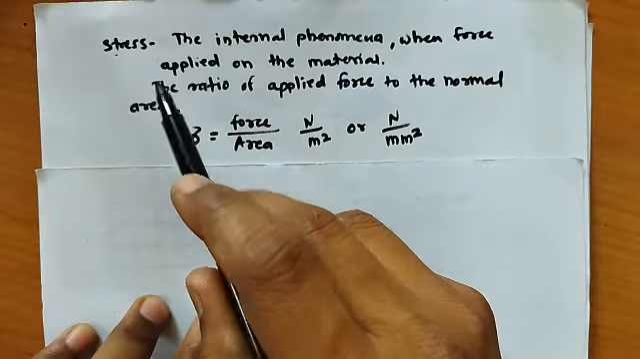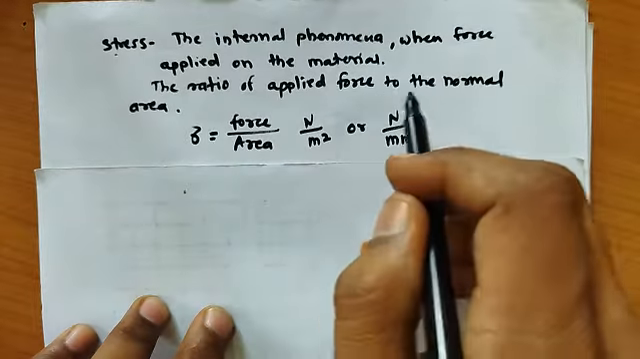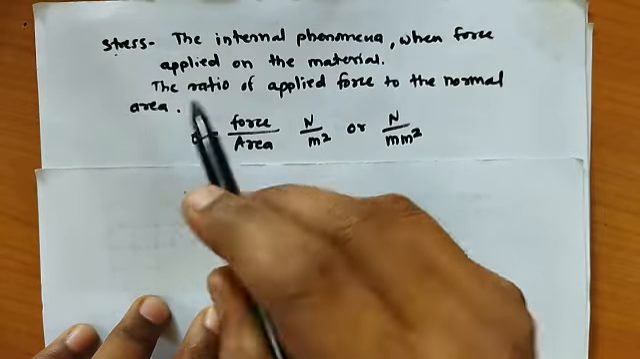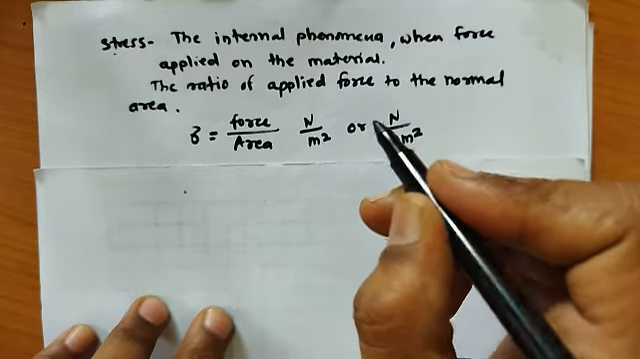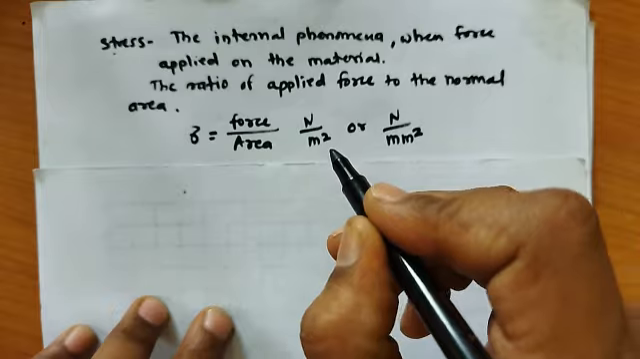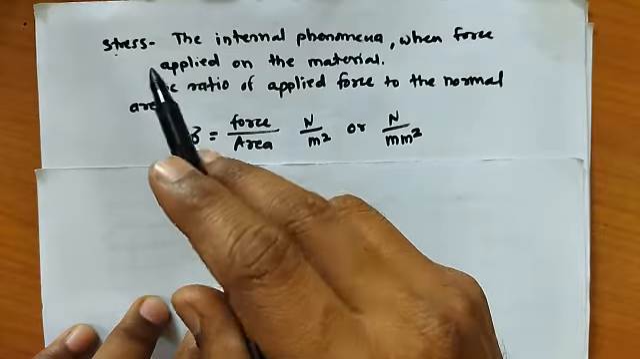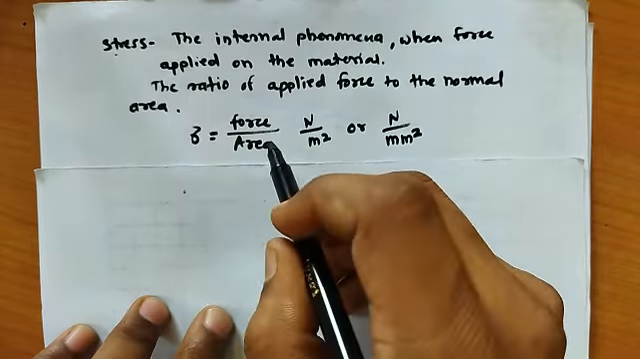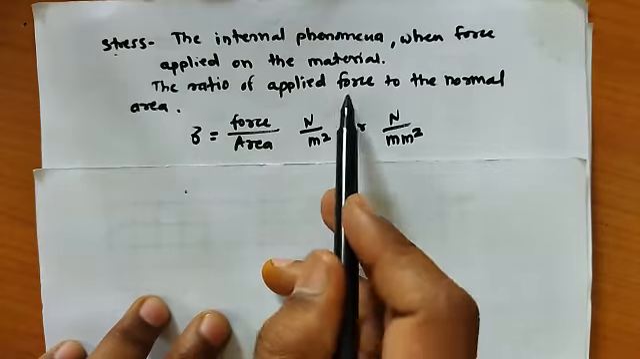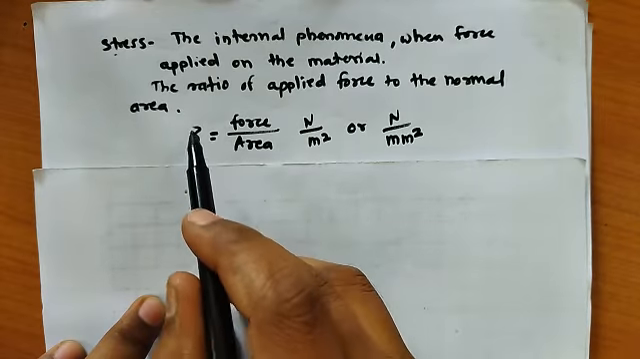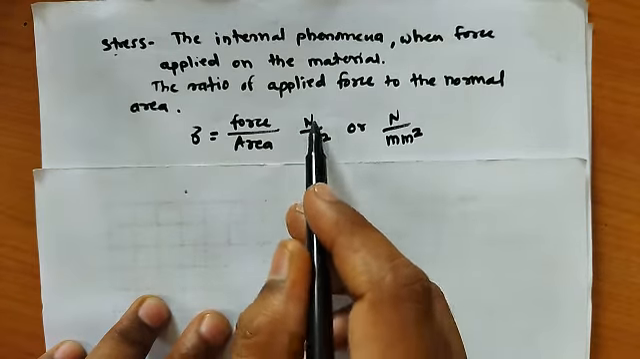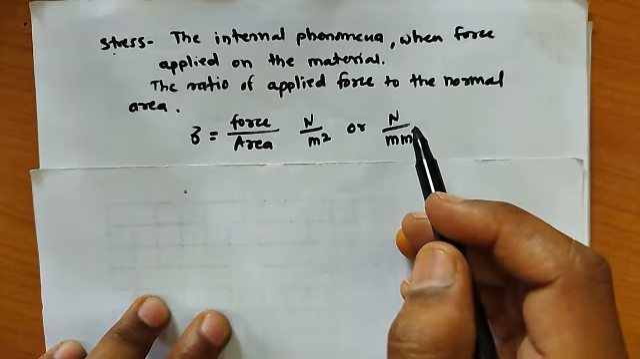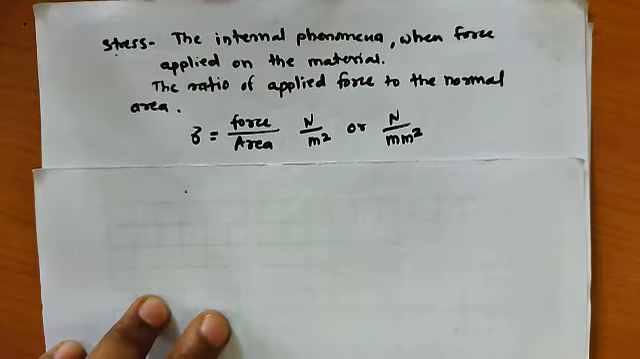So here the definition of stress is the ratio of applied force to the normal area, because when we apply force on the body, the same amount of force will be generated from inside the material. So we can define stress as resisting force per unit area. This resisting force is equal to the applied force, so the formula is the ratio of applied force to the normal area. Generally stress is denoted by the letter sigma, equal to force upon area. Its SI unit is Newton per meter square, or we can calculate it in Newton per mm square.